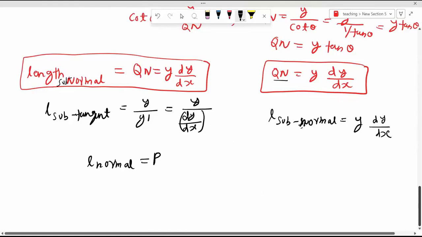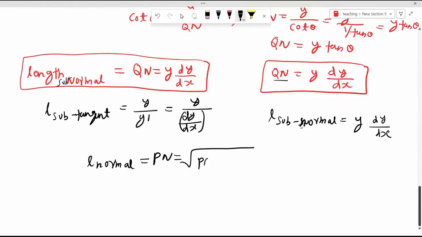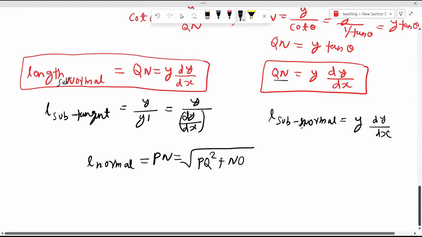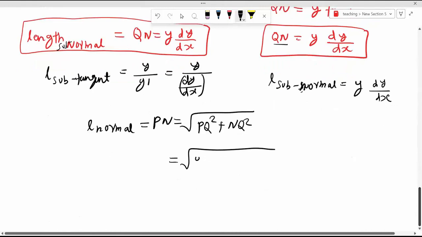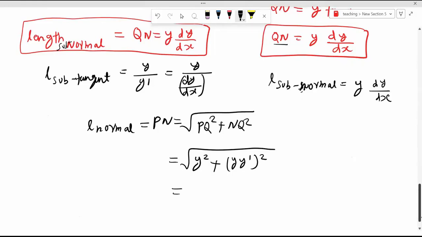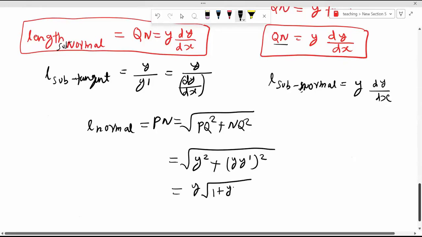Length of normal PN is equal to under root PQ square plus NQ square. What is the value of PQ? PQ is y, so we write the value as y square, and the value of NQ is y dash, so y dash square. Now we take the common value from these terms, which is y square. When we take y square out of the root, it comes out as y, and what remains under the root is 1 plus y dash square. So the length of normal becomes y under root 1 plus y dash whole square.